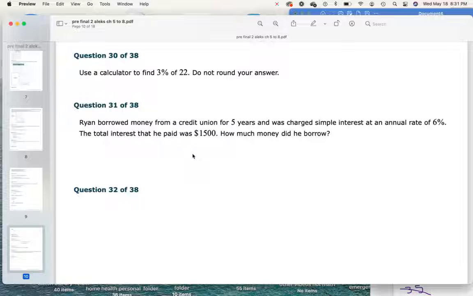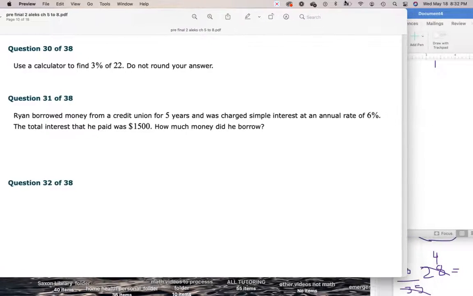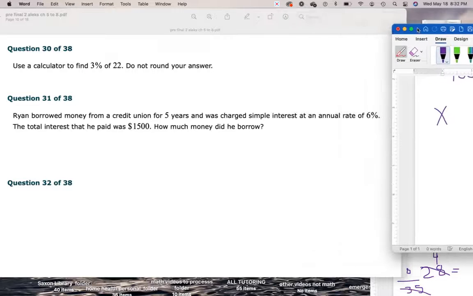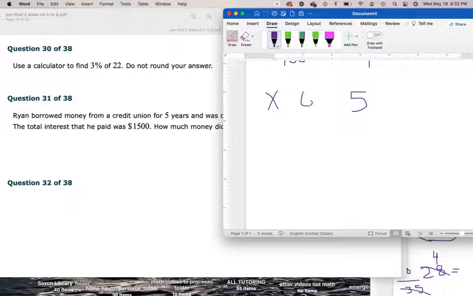Number 31. Ryan borrowed money from a credit union for 5 years and was charged simple interest at an annual rate of 6%. The total interest that he paid was $1,500. How much money did he borrow? Okay, so we don't know the principal, do we? So it says that he borrowed some amount of money, and the time was 5 years, and he was charged a simple interest at 6%. And we know that he paid $1,500.